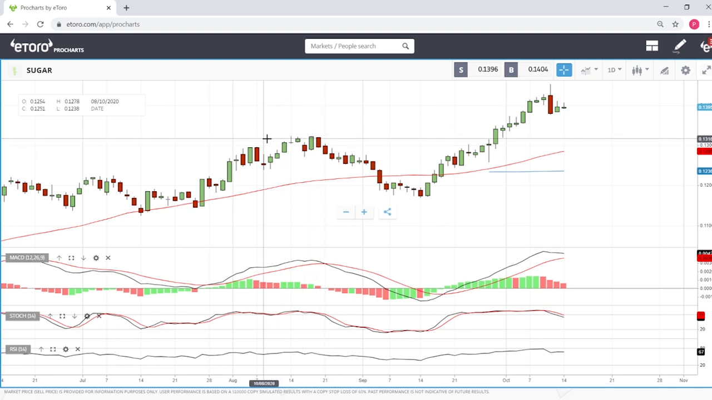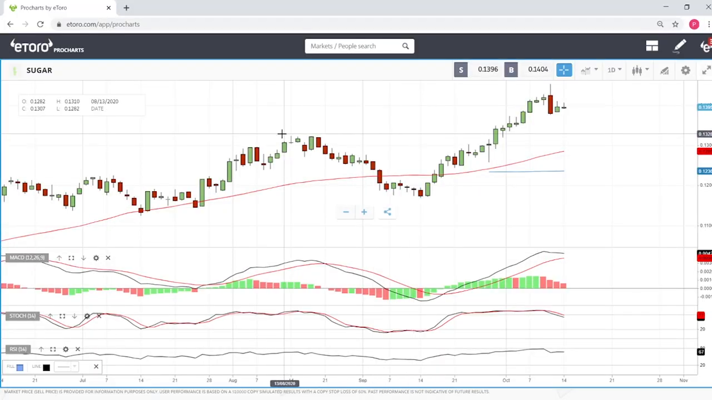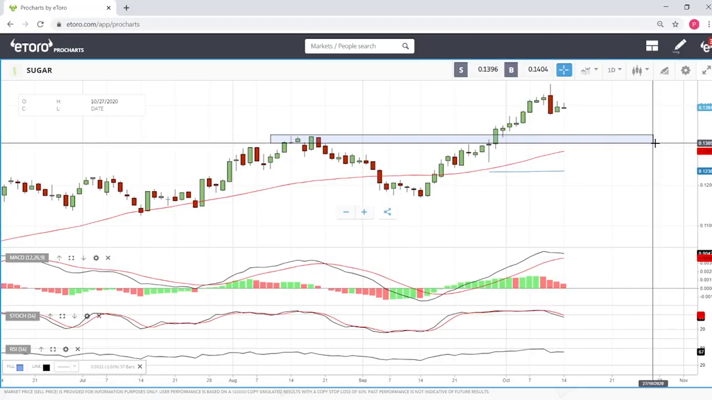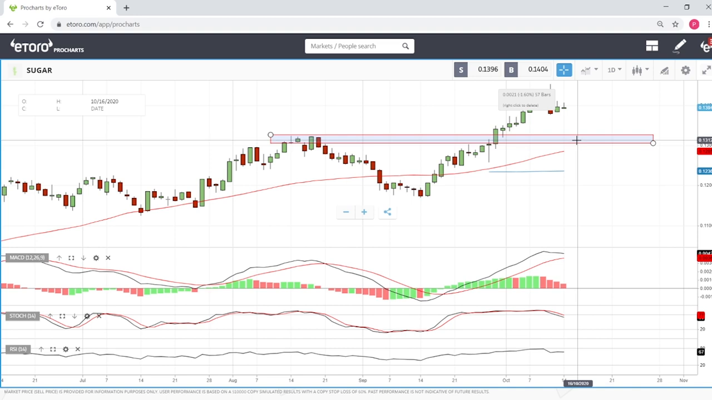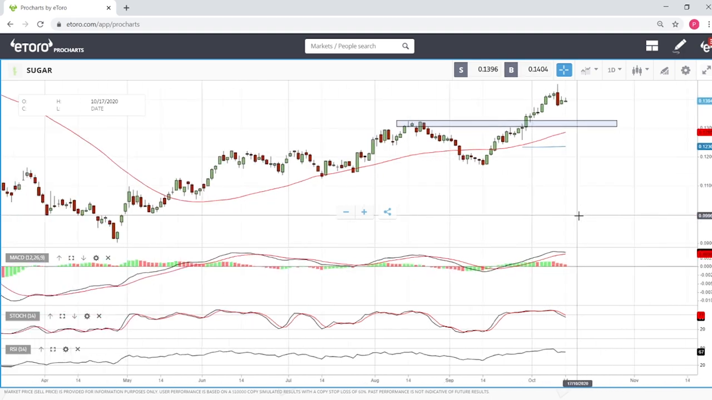We can see that this area here, the top of that area, will most likely be our target when we fall and bounce. And that will also coincide with the 50 moving average, which will move up towards this area here. So technical indicators, they are at the moment looking really bearish. You can see that our MACD is about to turn around, stochastic has turned around, and the RSI is flat and nearly overbought. So at this point, we need to pull back before we go higher.